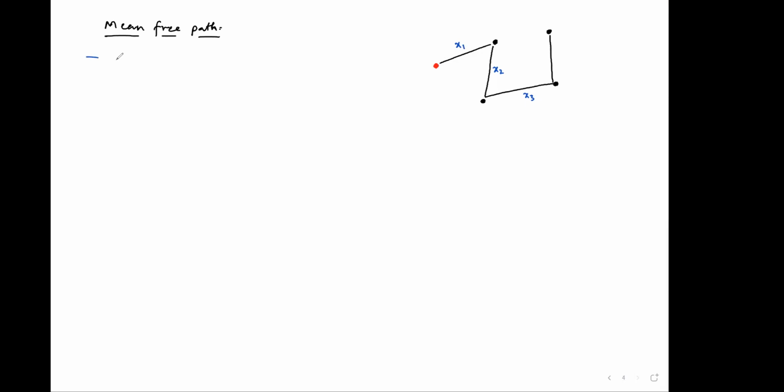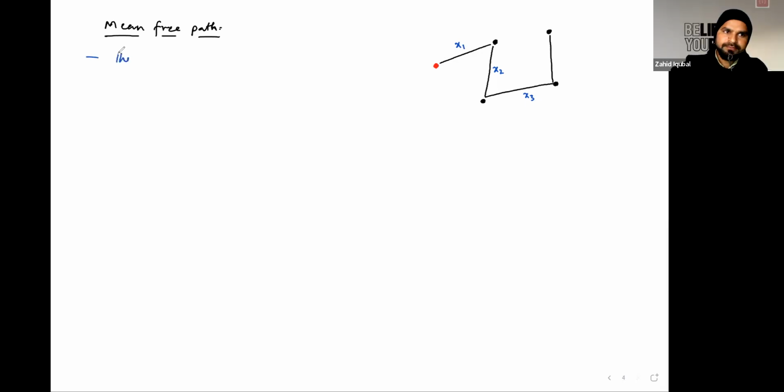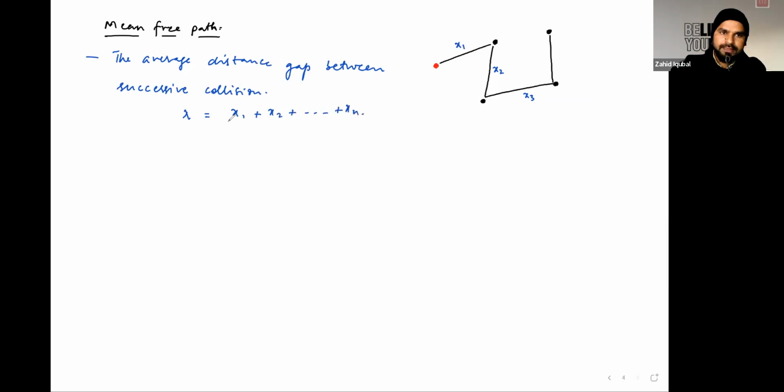Yes, sir. So mean free path is nothing but the average distance gap between successive collisions. It is denoted by lambda, which equals x1 plus x2 and so on to xn, divided by the number of collisions n.